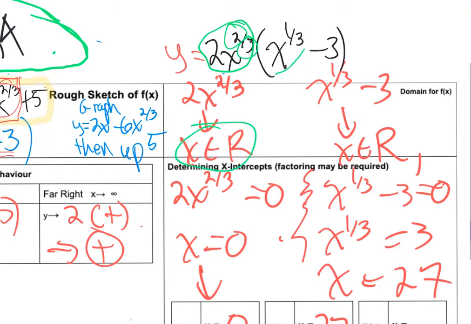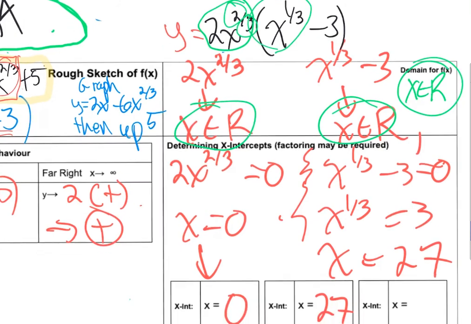And then what about this? What kind of numbers can I cube root? Can I cube root 0? Yeah. Because 1/3 is cube root. Can I cube root a negative? Yeah. And I can cube root 0 and positives. So that's x belongs to real. So the overall domain for this equation is x belongs to the real numbers.